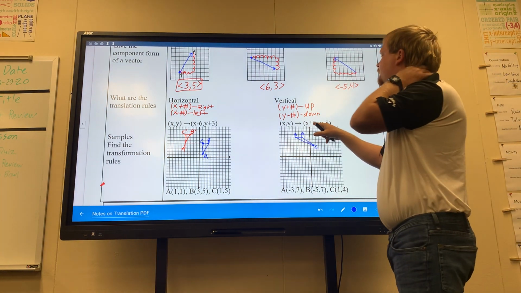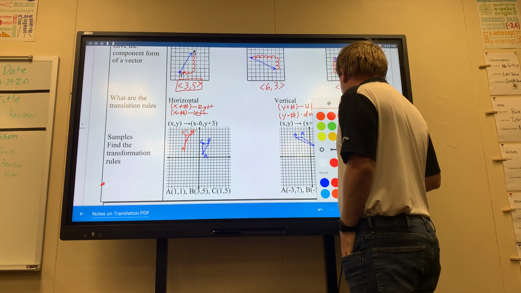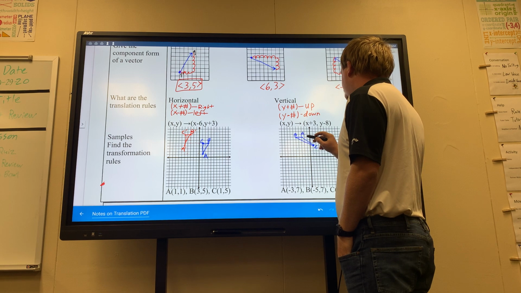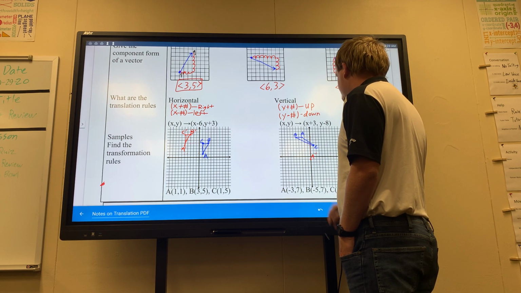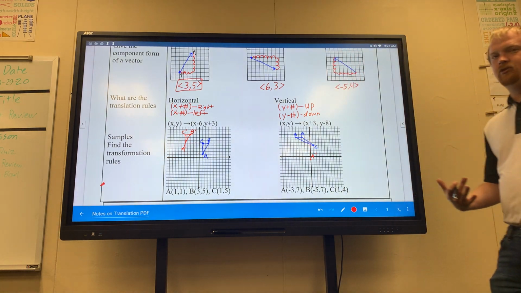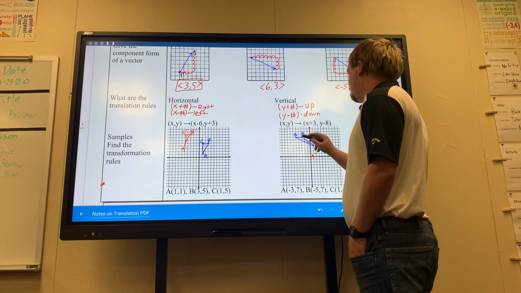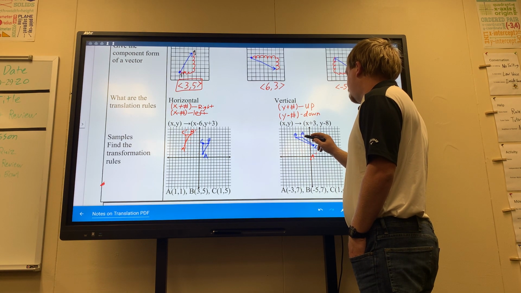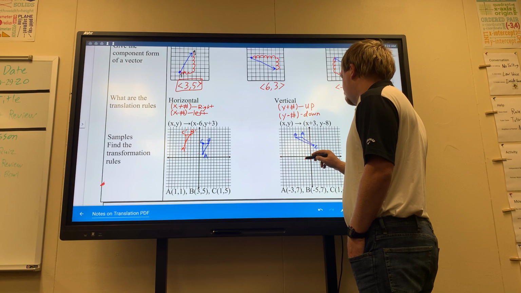Now this time it's telling me I need to go right 3 units. So I'm starting at A, I'm going to point it out in red. 1, 2, 3, 1, 2, 3, 4, 5, 6, 7, 8. So this is A apostrophe. So that's my first transformation. B, remember, I go 3 units to the right. 1, 2, 3. 8 units down. 1, 2, 3, 4, 5, 6, 8.